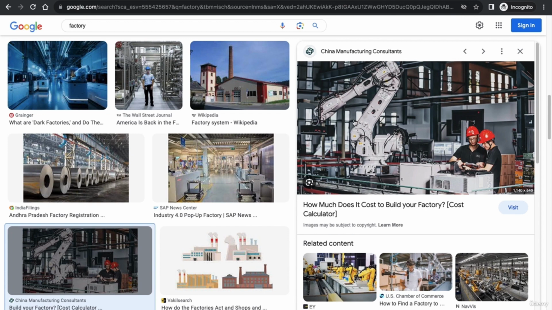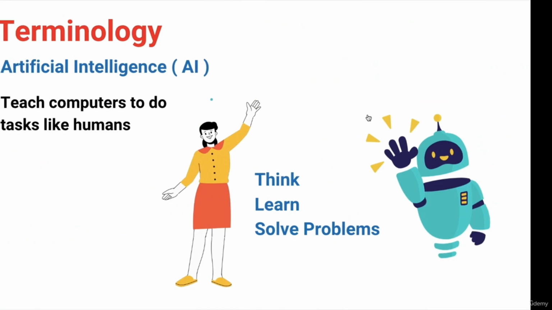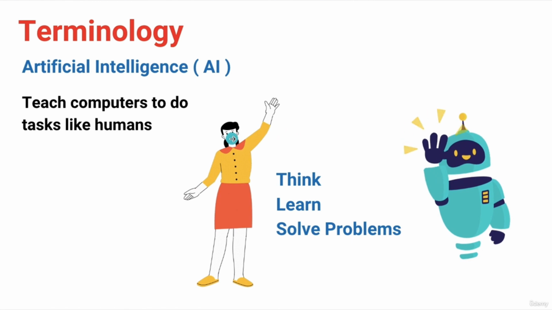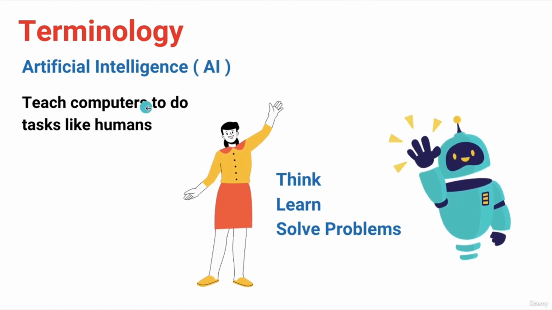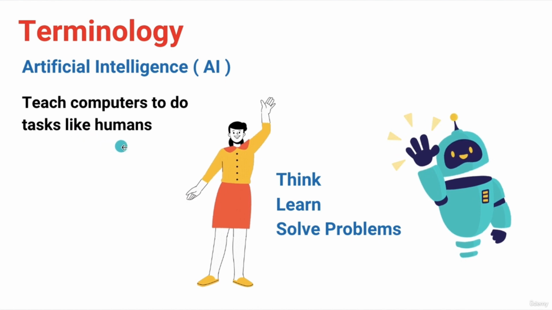Along with that it will also save our money, because human cost is very high. But if you buy any AI at a one-time price, it will save lots of your money in the long run. So that's why AI is very important. So in simple terms, artificial intelligence means you teach computers to do tasks like humans.